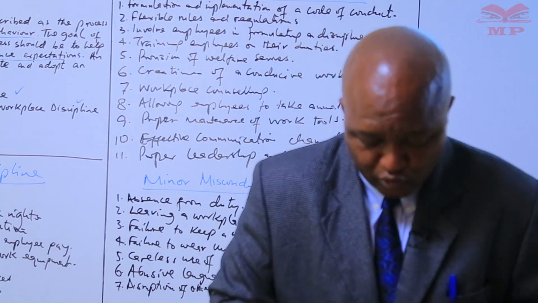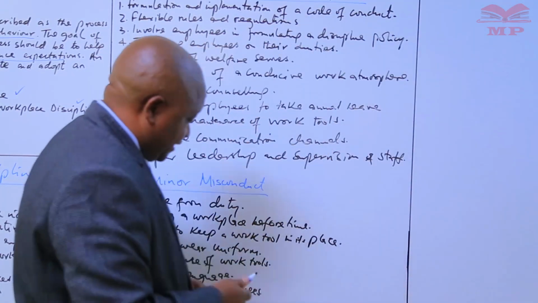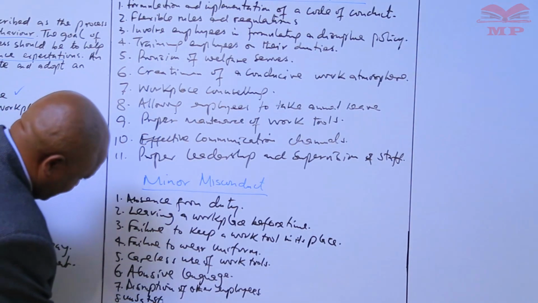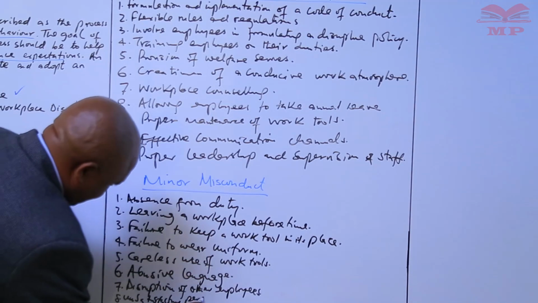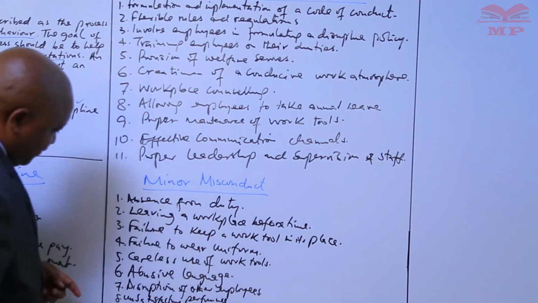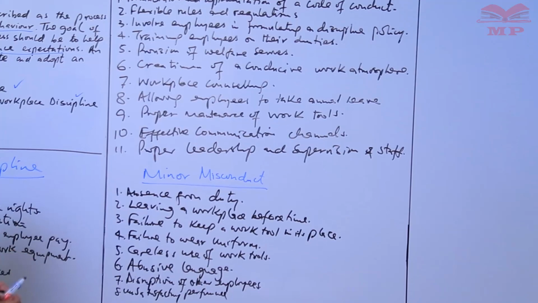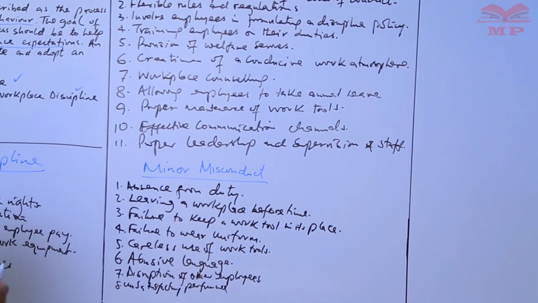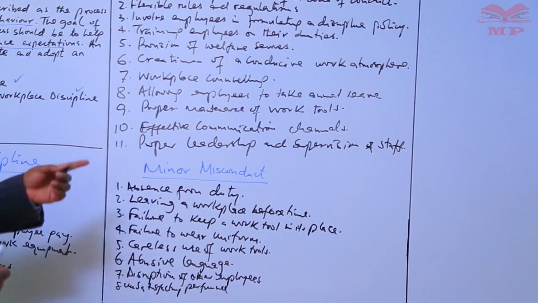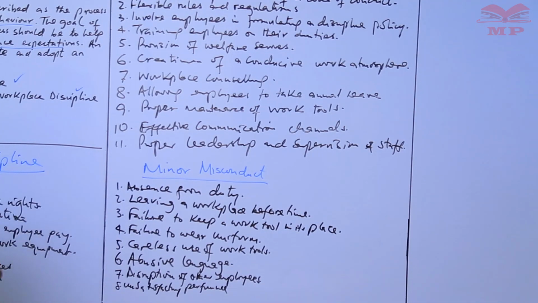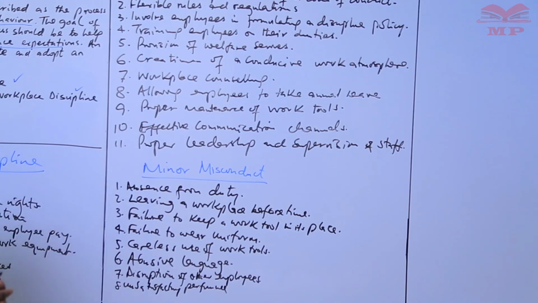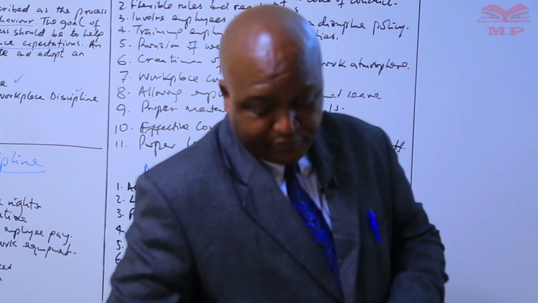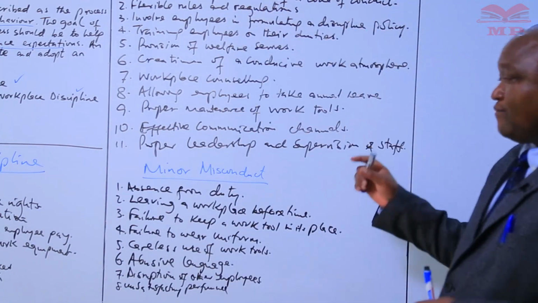Then there is also the issue of unsatisfactory performance. That could also be categorized as a minor misconduct. An employee is not able to perform according to a particular standard, and that could also be a minor misconduct within the context of discipline in a work environment. So this, dear learner, could be categorized, depending on an organization, as minor misconduct.